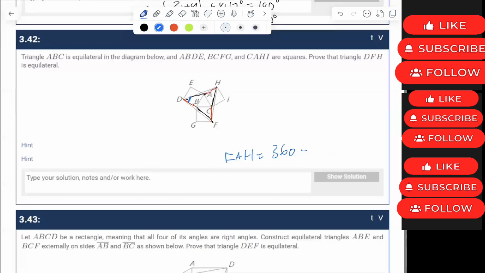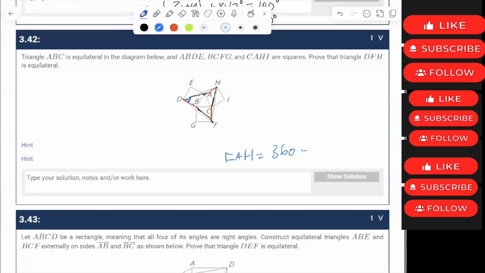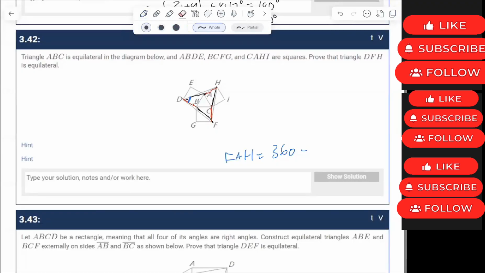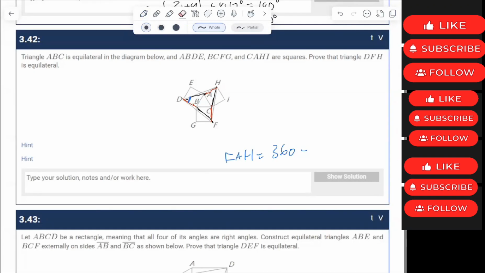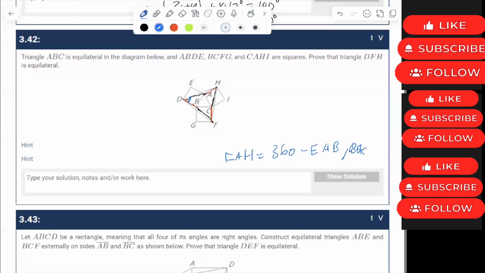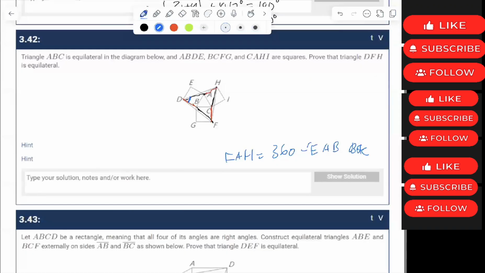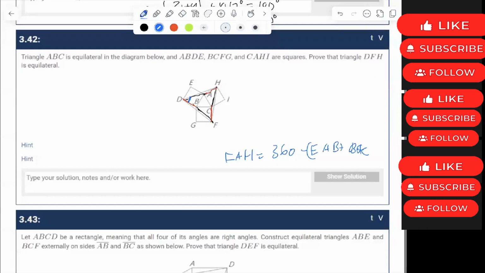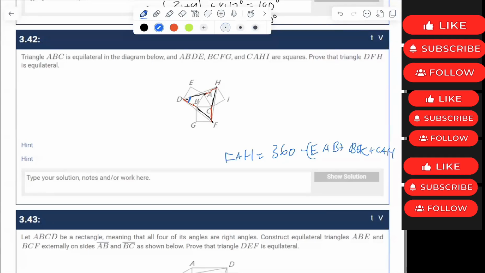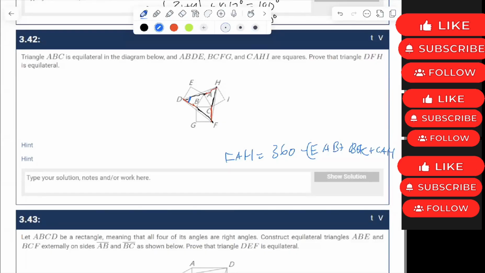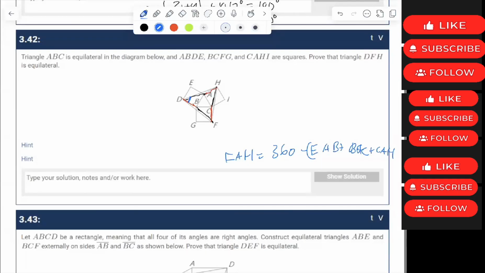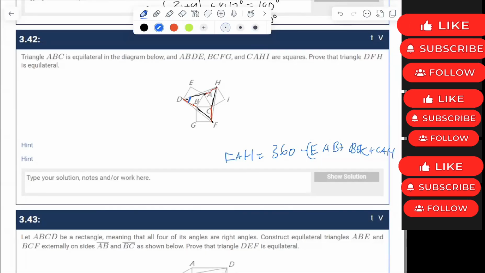But technically, it should be 360 minus the other angle, right? The over 180 degrees angle, all right? Which in turn is equal to EAB, a component of EAB, BAC, and finally CAH. Alright? But these are pretty obvious what they are. This is basically 90 minus 60 minus 90.